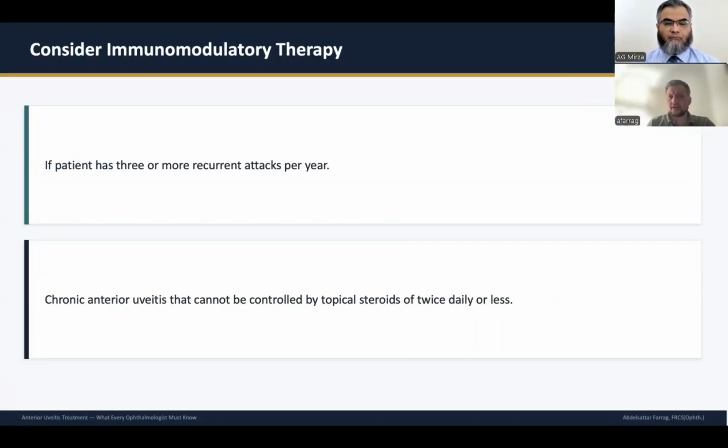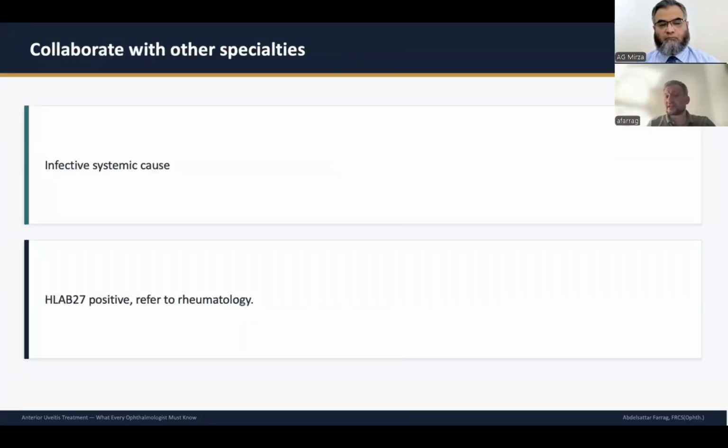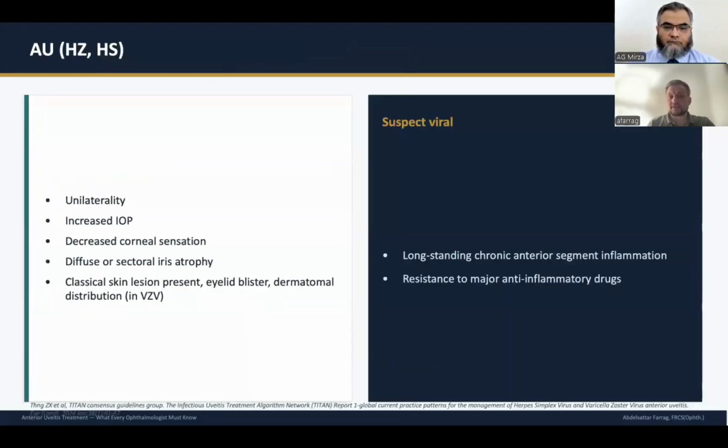If the patient has 3 or more recurrent attacks per year, you need to consider maintenance of topical steroid, or if not controlled on a maintenance dose of topical steroid, you need to consider immunomodulation therapy or second-line immunosuppression, if the patient cannot be controlled by topical steroid of twice daily or less, and has more than 3 attacks and is still not controlled. Collaborate with other systemic specialists for infective systemic causes. You arrange with the TB team, or with the sexual health team for syphilis. Refer to rheumatology in case of HLA-B27.